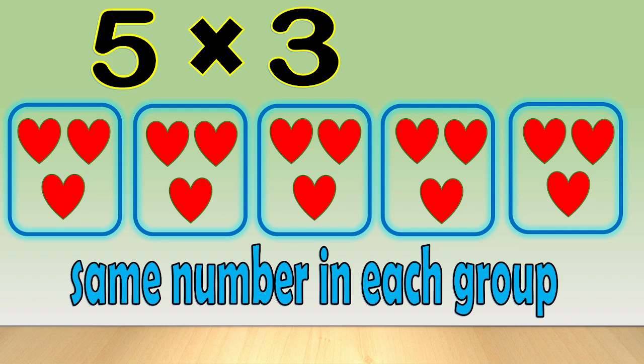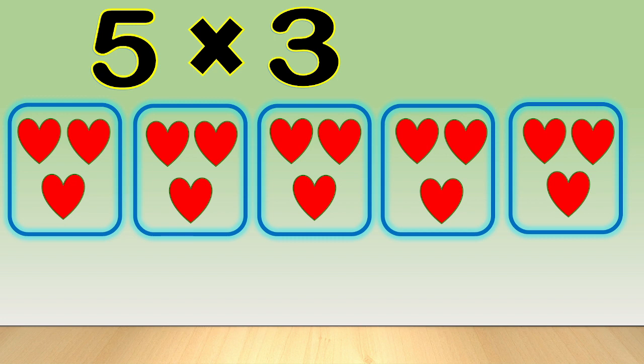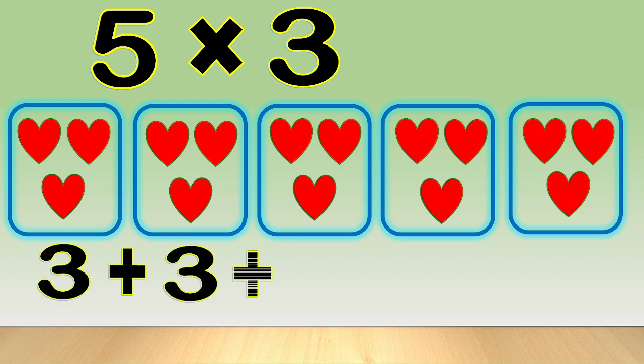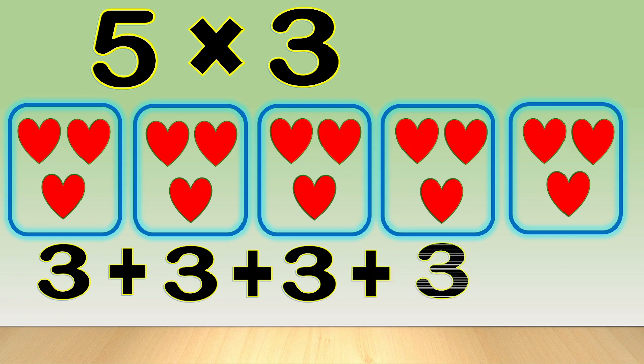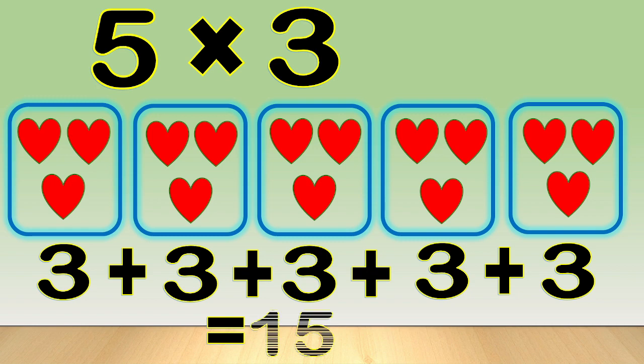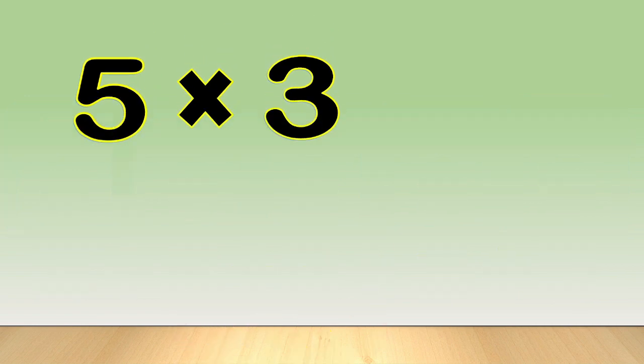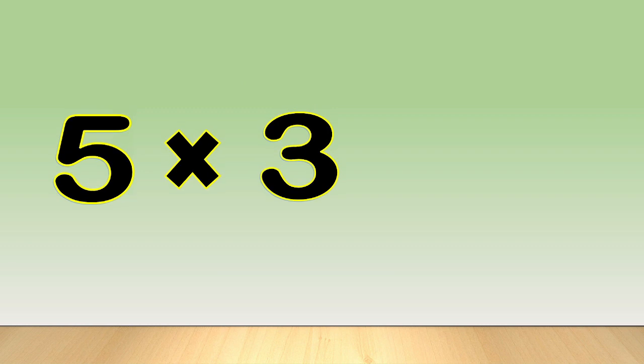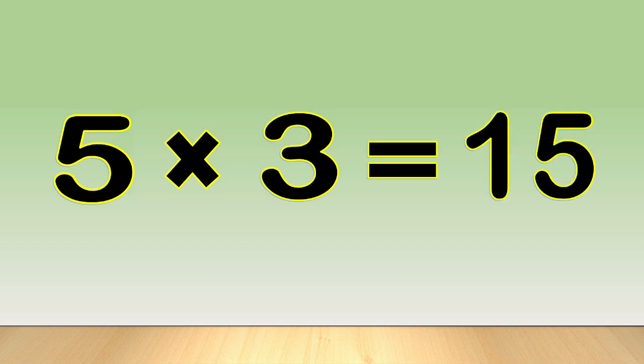To get the total number of hearts, we add the number of hearts. That is 3 plus 3 plus 3 plus 3 plus 3 equals 15. So, 5 times 3 equals 15.